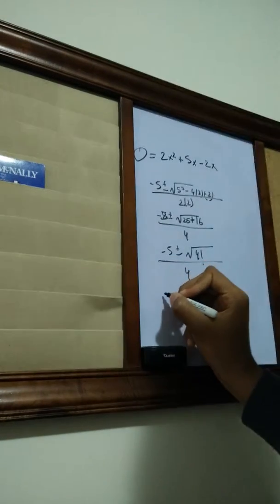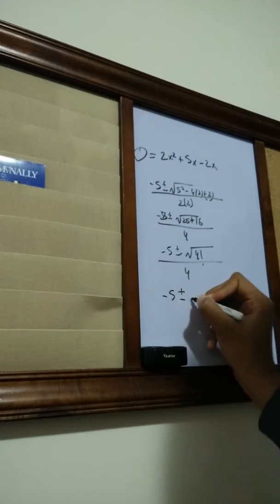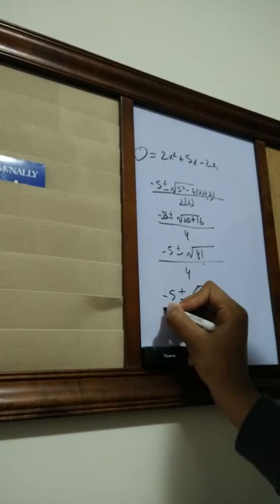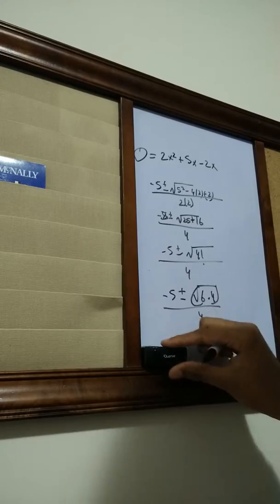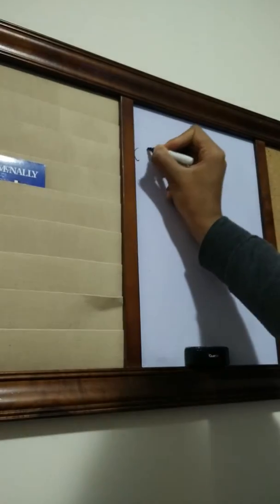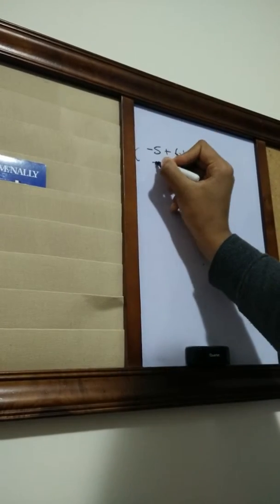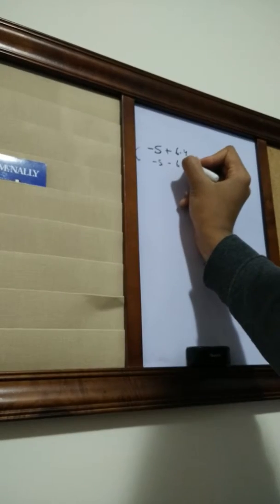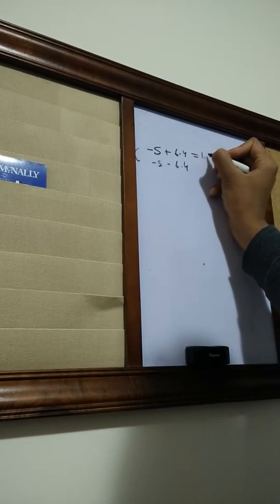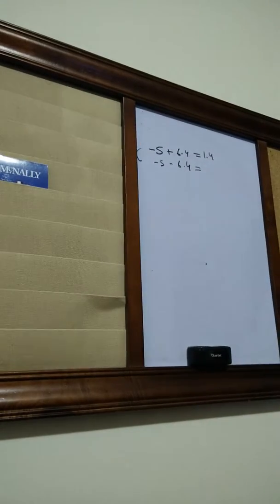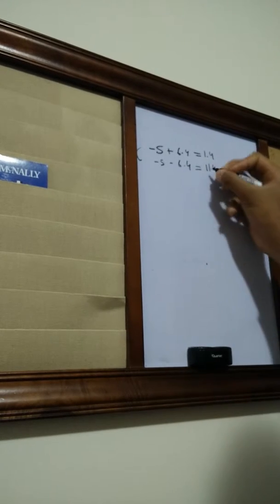Okay, so then that becomes negative 5 plus or minus 6.4, divided all of that by 4. So then negative 5 plus 6.4 and negative 5 subtract 6.4 equals 1.4 and negative 11.4.